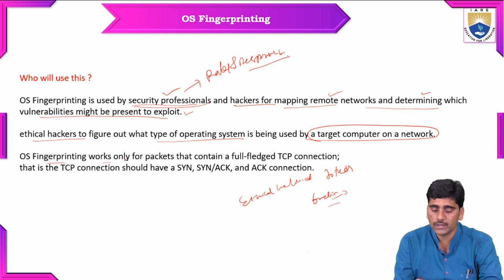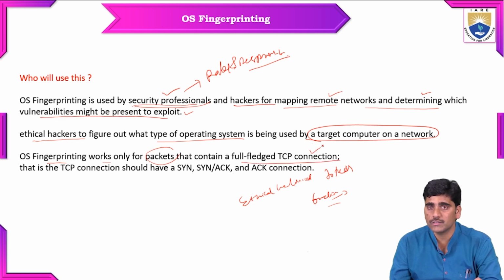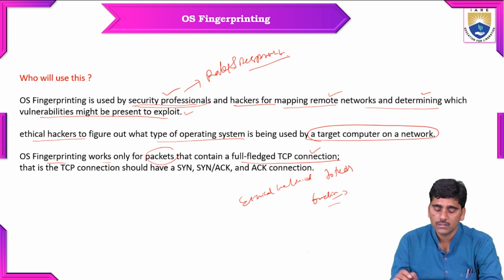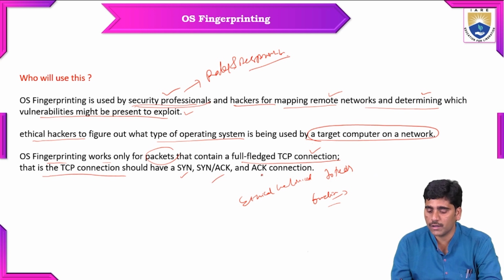OS fingerprinting works only for packets that contain a full-fledged TCP connection. That means the TCP connection should have a synchronize, synchronize-acknowledgement and acknowledgement exchange. Because of these three steps, we can say that it is a full-fledged TCP connection.